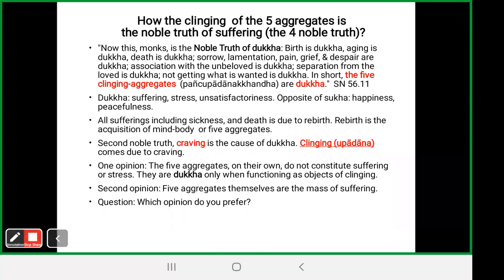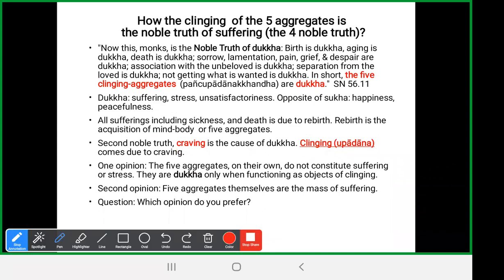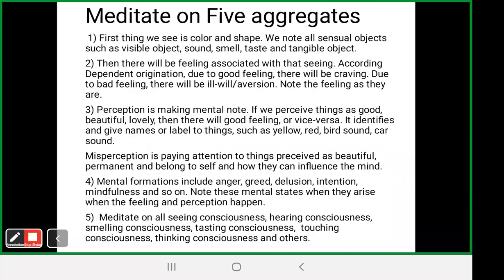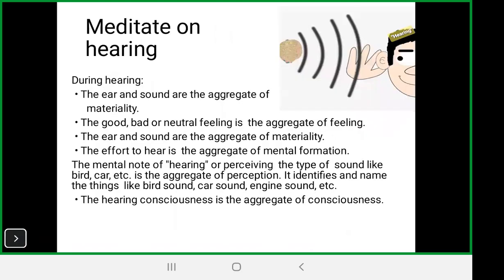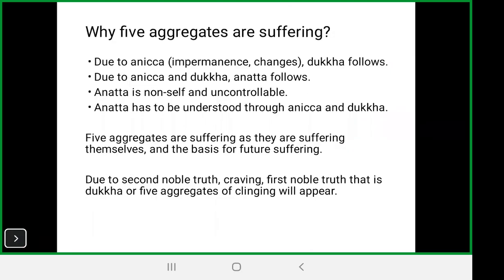So when we said just now opinion 1 or 2, both are correct. It depends on how you see it. So that's how we can meditate on the 5 aggregates, and also when you meditate on hearing.